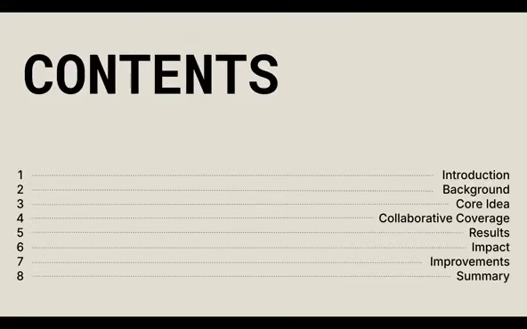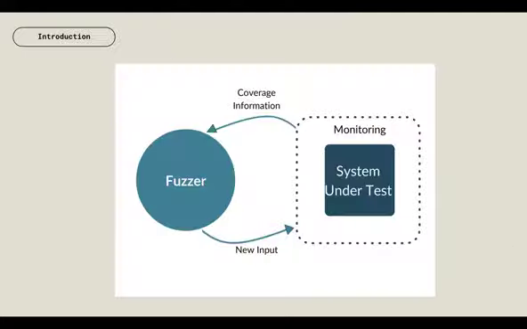So really quickly, we're just going to go over some of the contents that we're going to talk about today. We're going to give a brief introduction to the paper, some background ideas that are necessary to really understand the paper, the core idea and some of the aspects covered in the paper, the results of the paper as well, the impact it has on fuzzing, some improvements and limitations from the paper, and a general summary about what we've talked about.